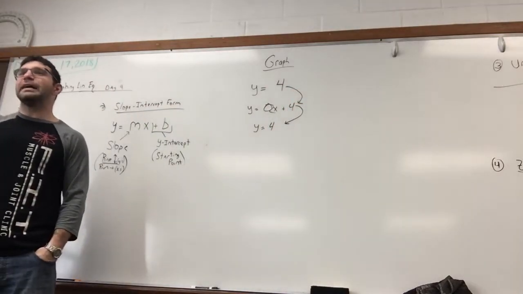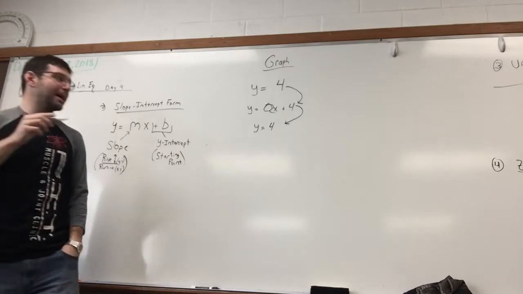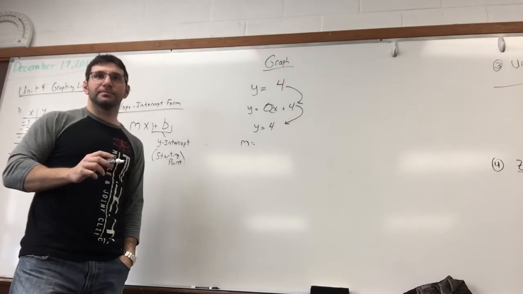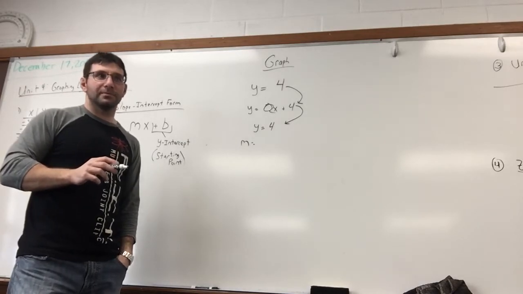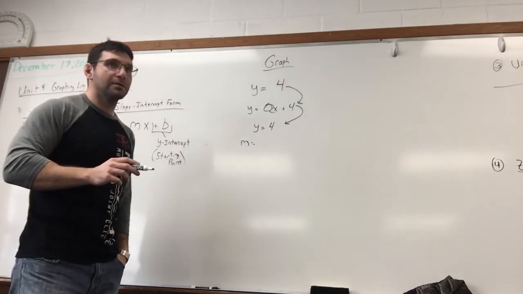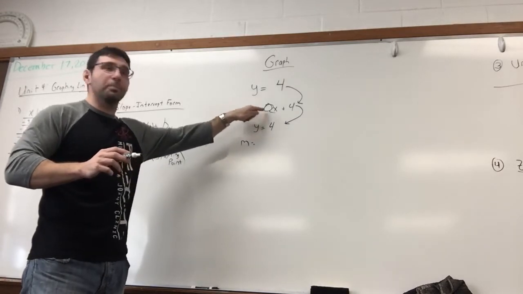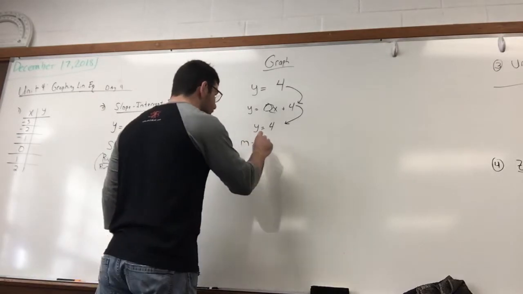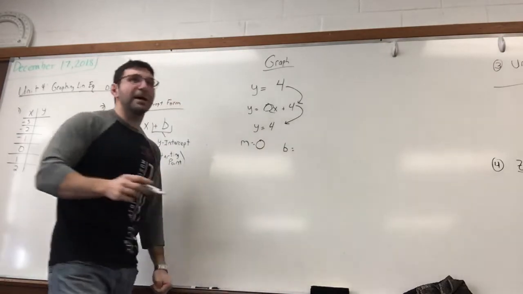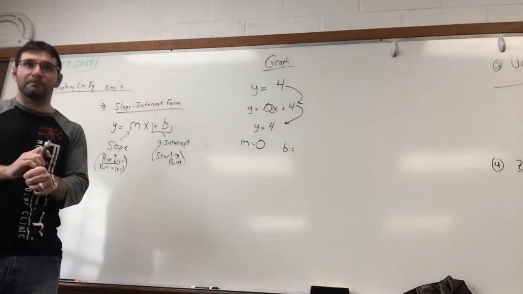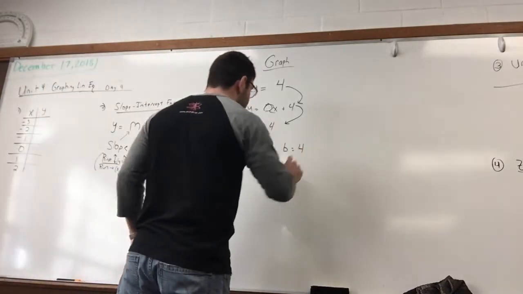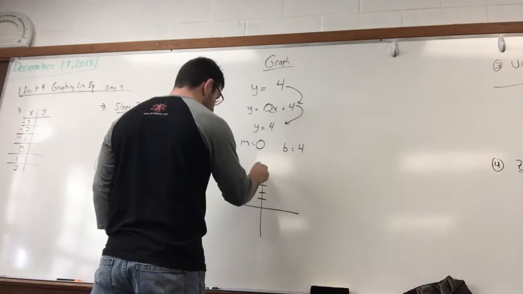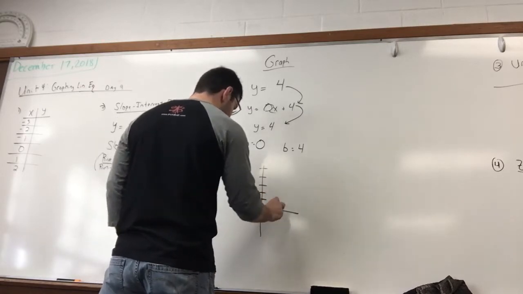So if it's just y equals a number, what's my m? What's my slope? Zero. The slope is zero, because how many x's are there? So my slope is zero. What's my y-intercept? So my y-intercept is 4. So when I graph this, 1, 2, 3, 4, 5, 1, 2, 3, 4.